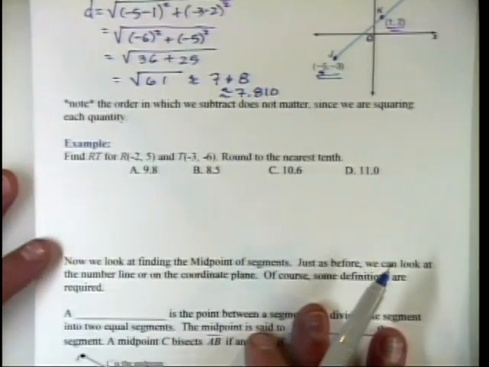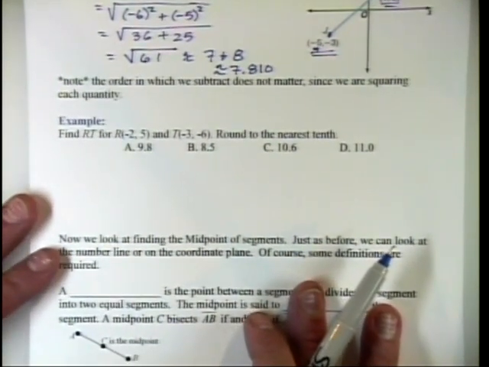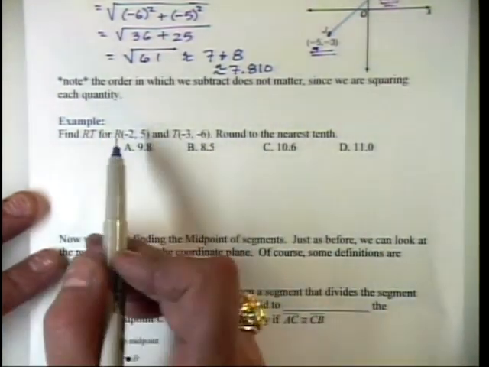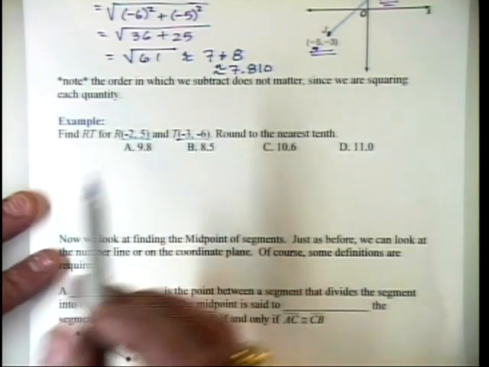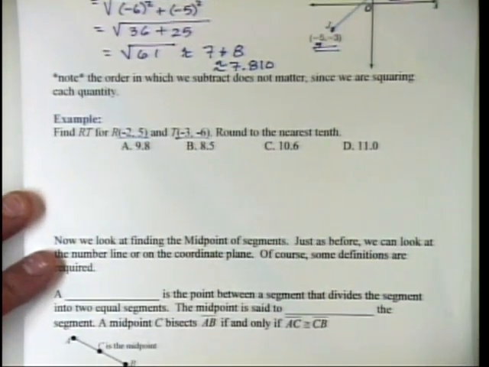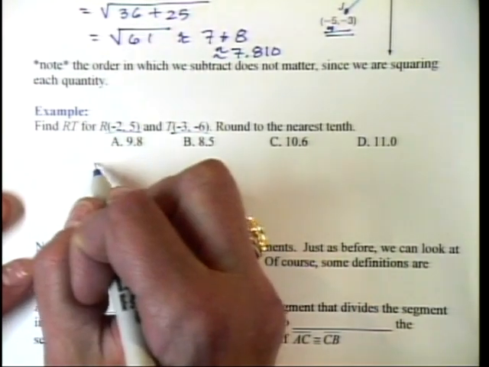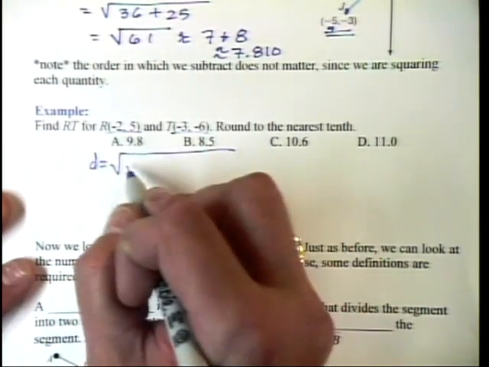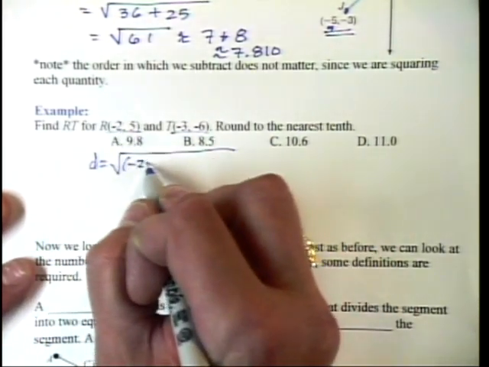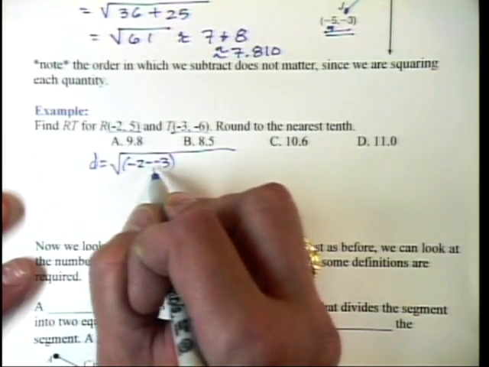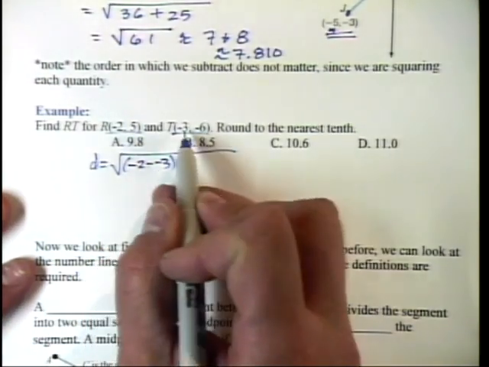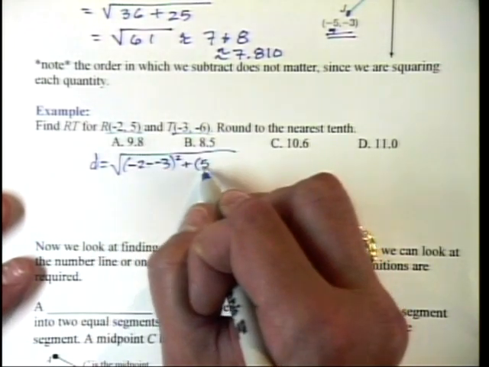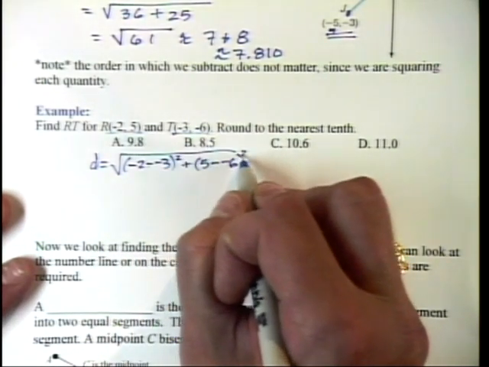Let's look at another example where we're flying by instrumentation only. We don't have the graph. Find RT without the bar. Remember, that's the length RT if R is this point and T is that point. Okay? We'll just go ahead and use the formula. So the distance, or the length of RT, same thing, is the square root of the change in the x's, negative 2 minus negative 3. This is where some students get caught up. We're always subtracting. We're subtracting a negative, squared, plus the change in the y's, 5 minus negative 6, squared.